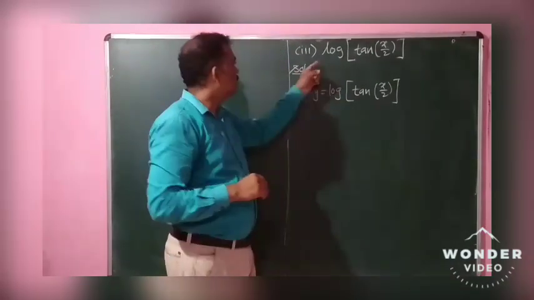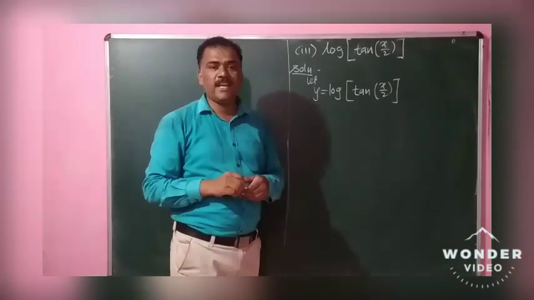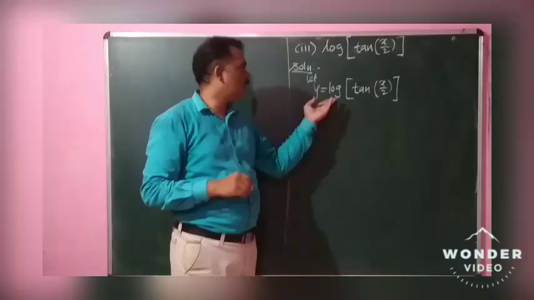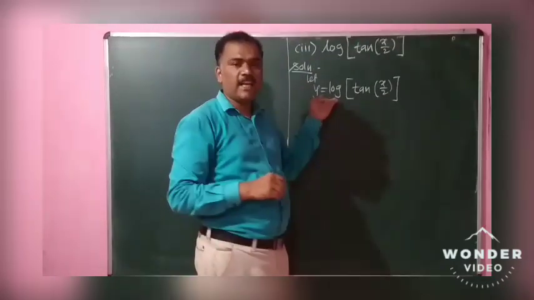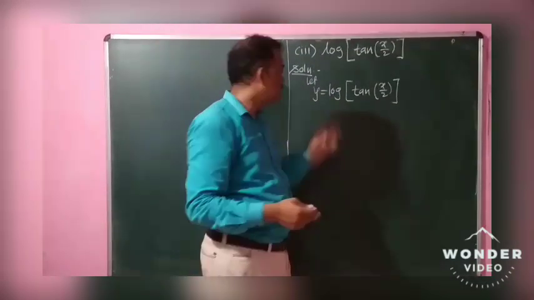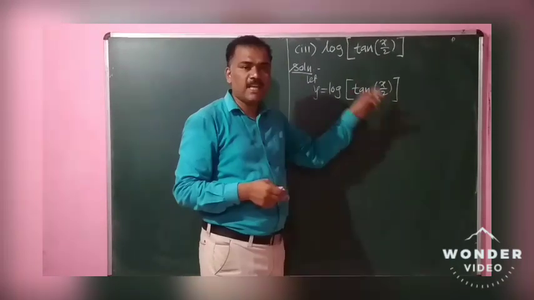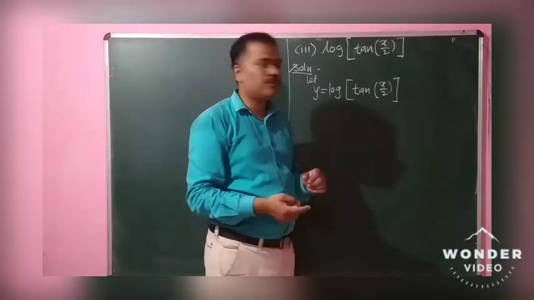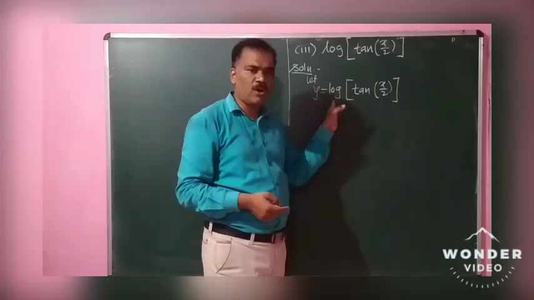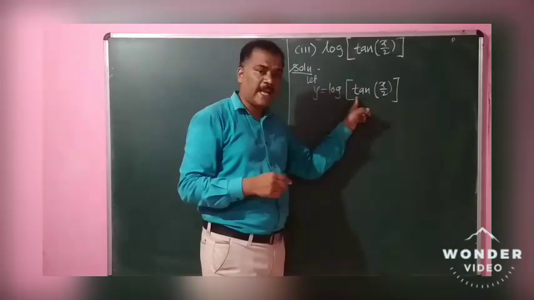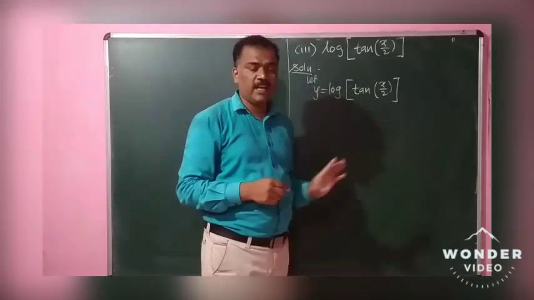Third example is log of tan of x by 2. Solution: let y is equal to log of tan of x by 2. How to read this function? Log of tan of x by 2. In this we have to take the derivative. Means first we have to take the derivative of log, then the derivative of tan, then the derivative of x by 2.